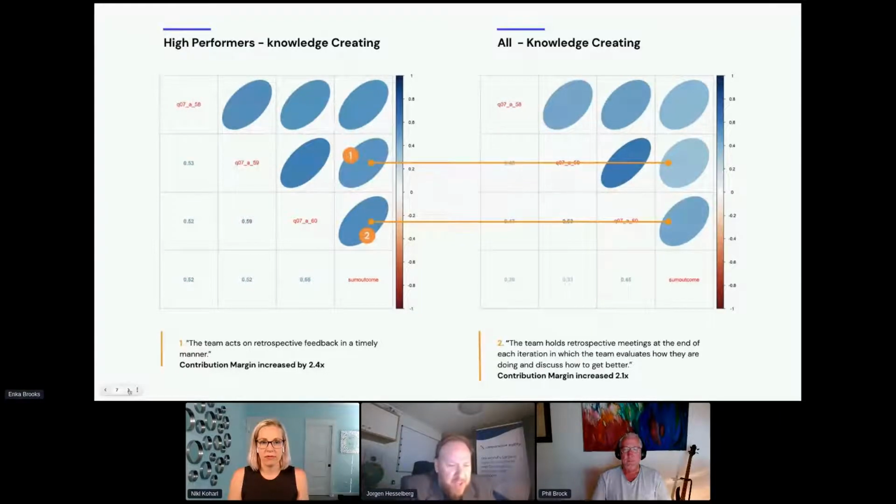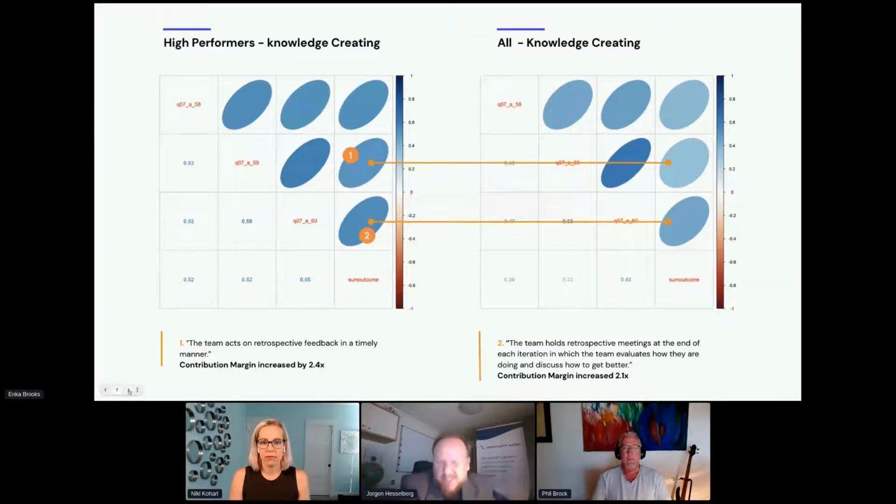So that's telling you, not a causal relationship, but high-performing teams tend to do these types of behaviors more often and more consistently than average teams. So there's certainly a pattern here. And what I think is interesting about that statement is it acts on retrospective feedback in a timely manner. So it's not just that they do the retrospective, they also act on feedback from the retrospective, and they do it in a timely manner. So this is not something they do and then wait. They actually take action pretty quickly. The other part, which I think is much related to it, is the team holds retrospective meetings at the end of each iteration in which the team evaluates how they're doing and discusses how to get better.